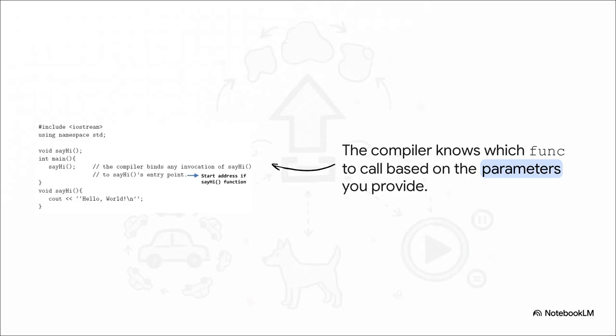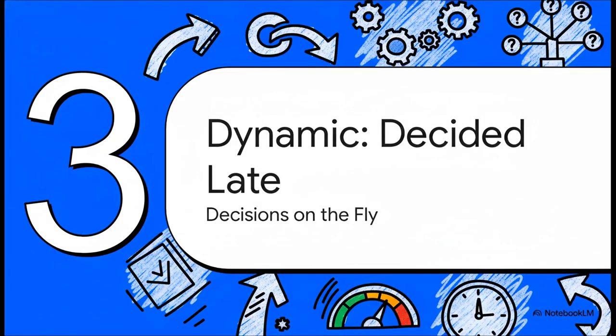Take a look at this code. We have a class with 3 functions, all named func, but one takes an integer, one takes a double, and one takes 2 integers. When you write your code and call func with, say, a single integer, the compiler doesn't get confused. At compile time, it looks at the parameters you used and says, aha, I know exactly which one you mean, and it locks in that connection. That's early binding in action. It's efficient and unambiguous.